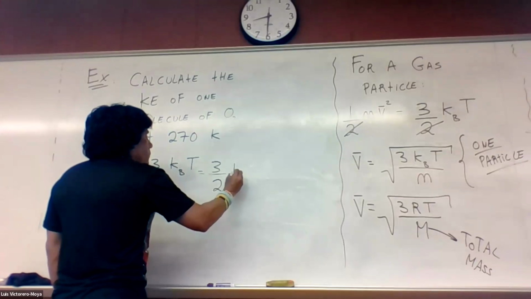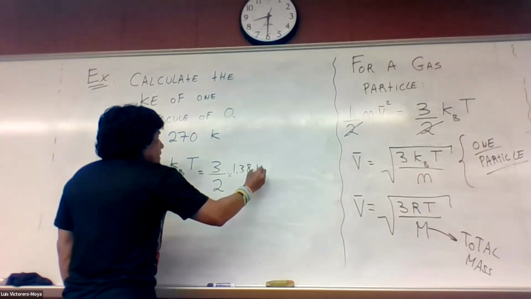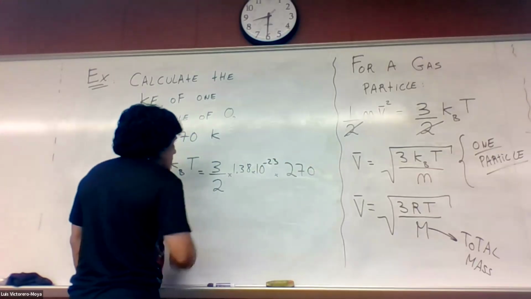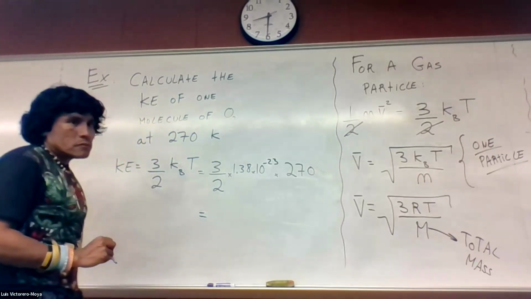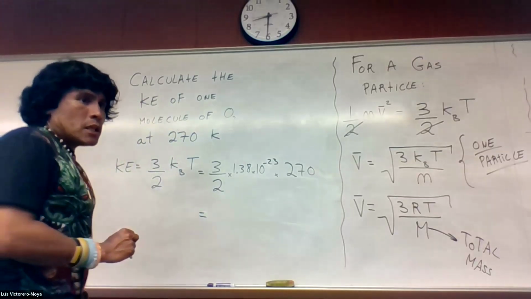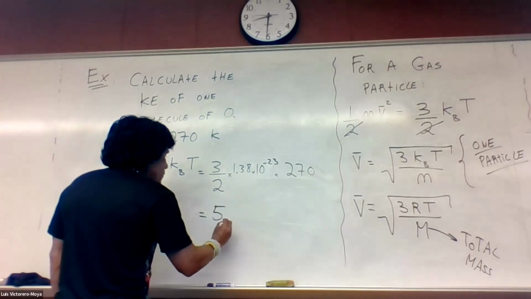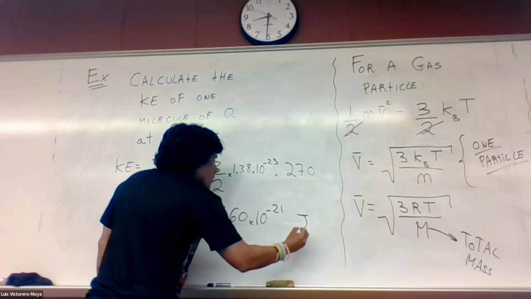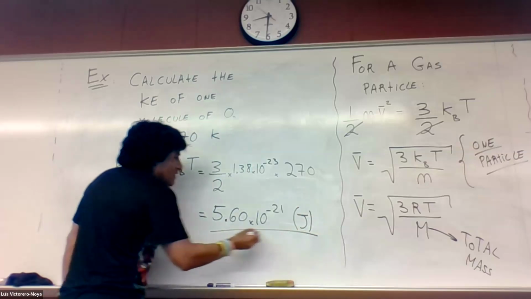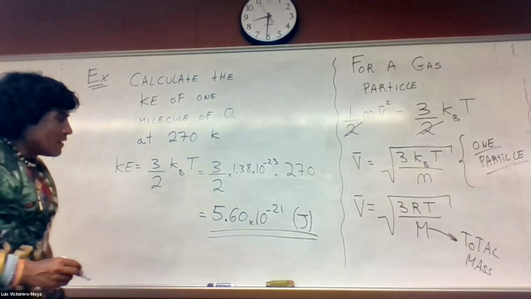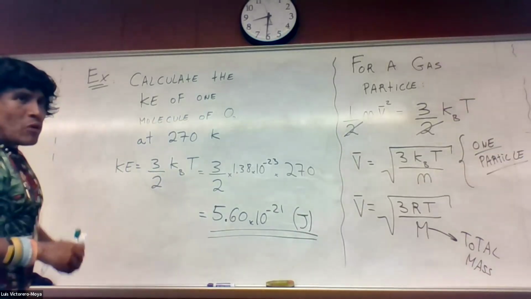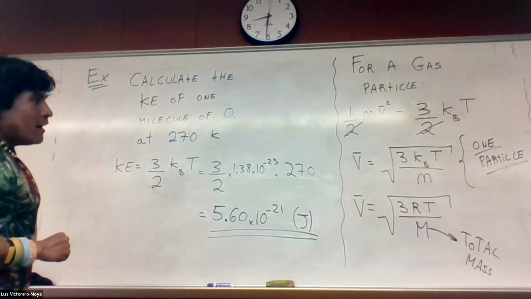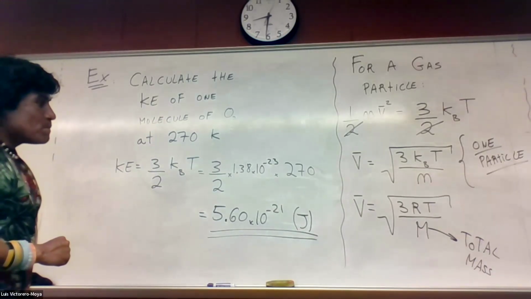3/2 times 1.38 times 10 to the negative 23 times 270. If you do the math, you get about 5.60 times 10 to the negative 21 joules. So very little. Doesn't make much sense to talk about the energy of one particle, but then you have it. It will make sense if I want to find the speed.